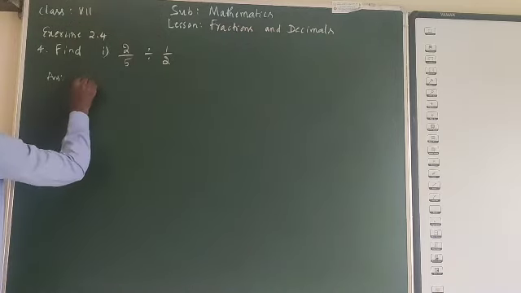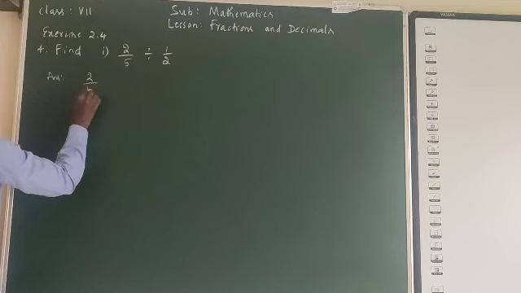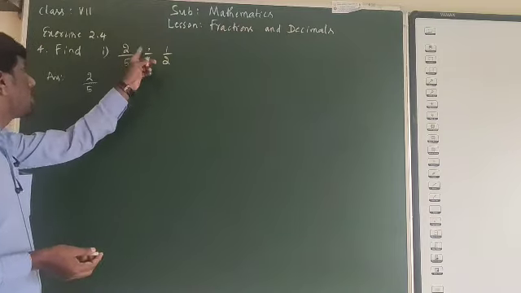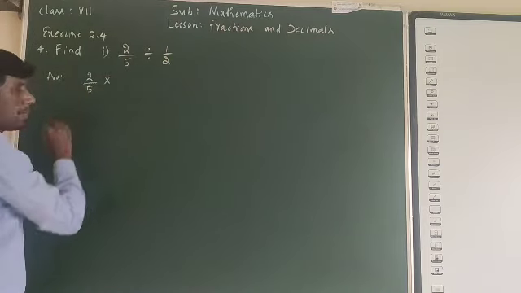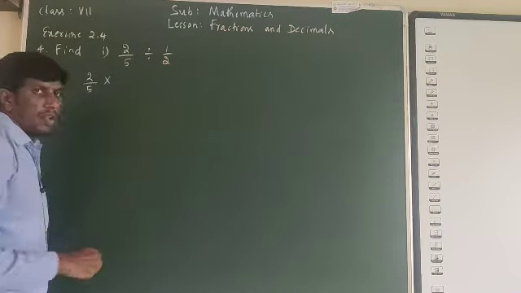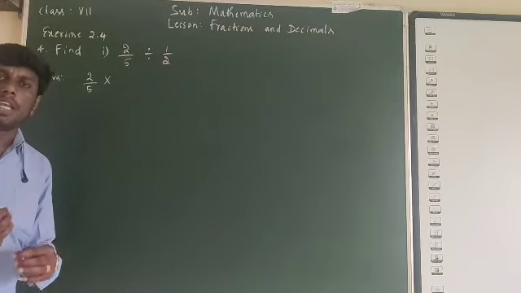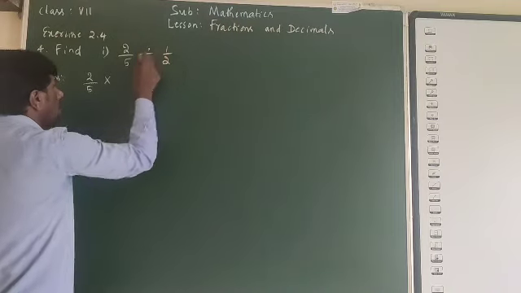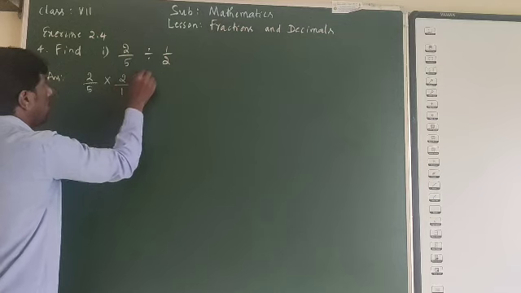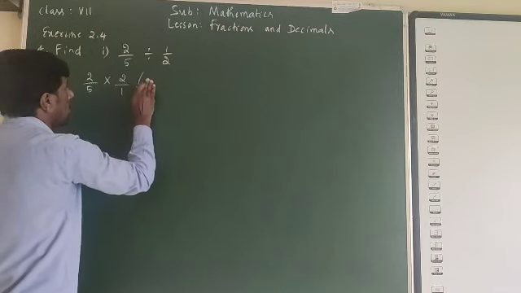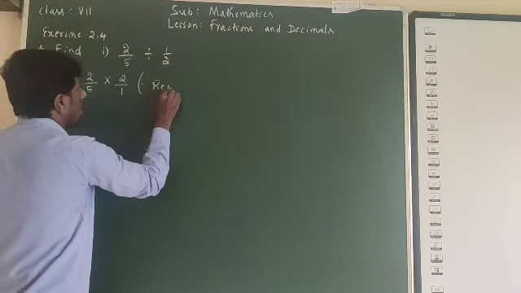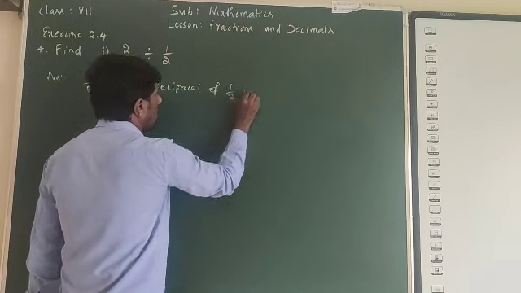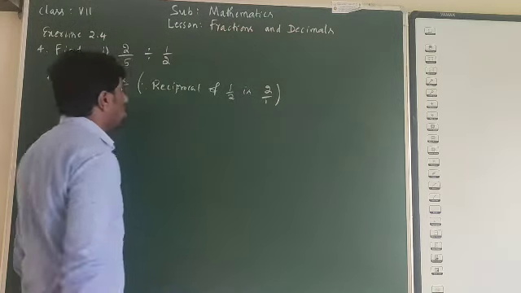What we need to do: write the first fraction as it is. Then convert the division operation to a multiplication operation. Then for the second fraction, we take the reciprocal. Here the reciprocal of 1 by 2 is 2 by 1.